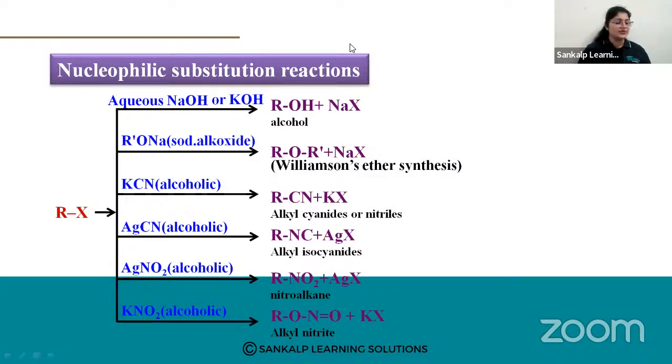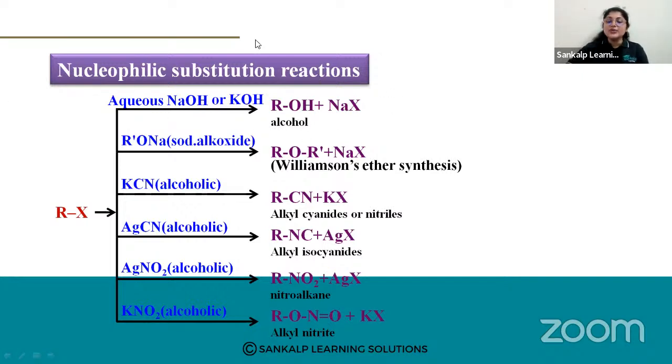So what are nucleophilic substitution reactions? If you have an alkyl halide and you react it with NaOH or KOH, the substituted product formed is alcohol. So the class of product obtained will be alcohol. If you treat alkyl halides with NaOH or KOH, you obtain alcohols.